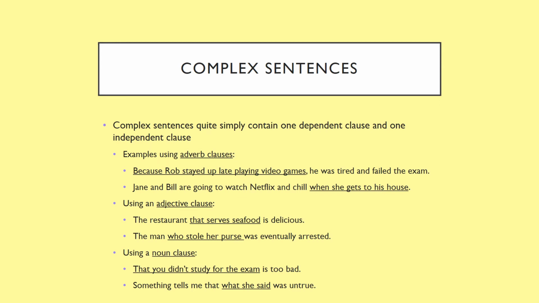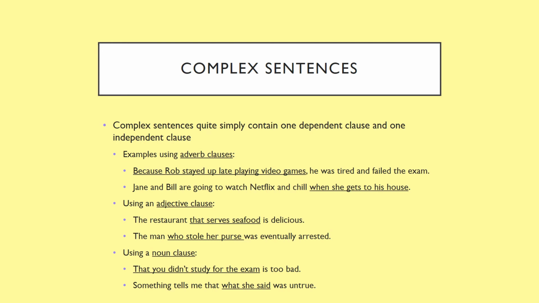The next one, Jane and Bill are going to watch Netflix and chill when she gets to his house. When she gets to his house is a future time clause, and again, that is another adverb clause, and it is the dependent clause. Using adjective clauses, let's look at these examples. The restaurant that serves seafood is delicious. So the words in there, that serves seafood, describe the restaurant. It tells us something about the restaurant.